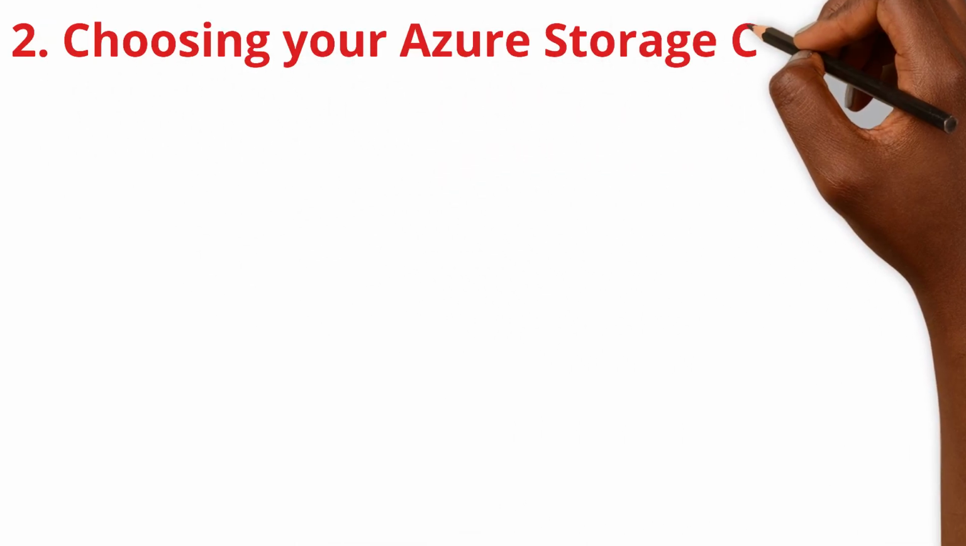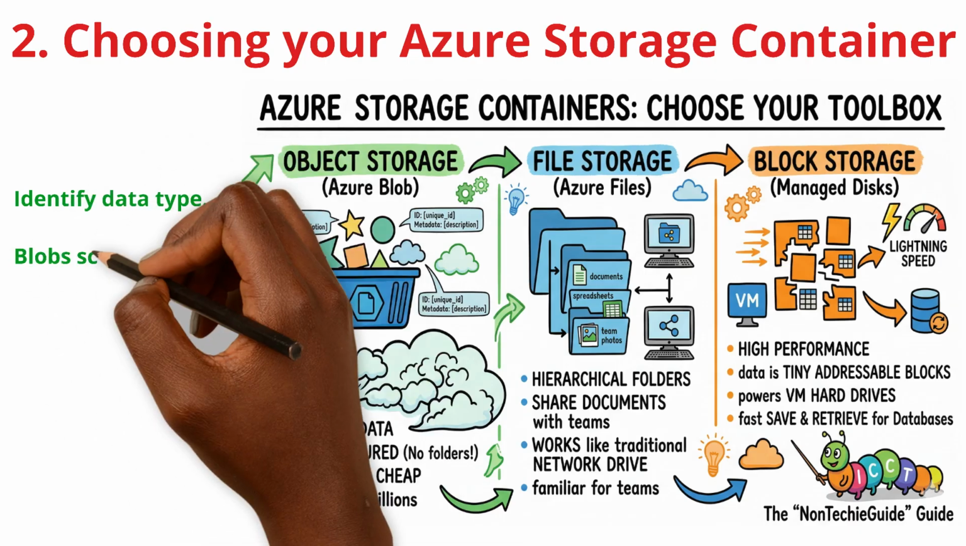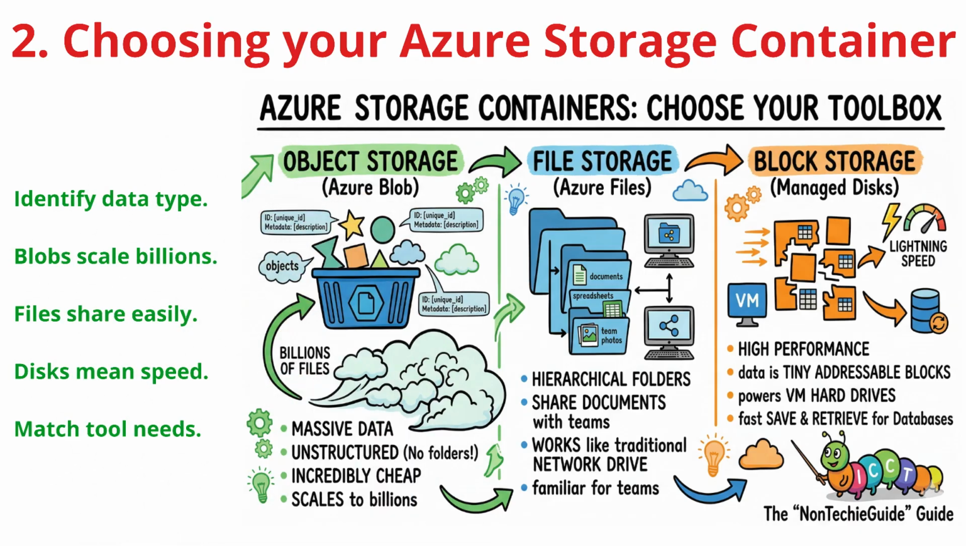Welcome to your guide on Azure Storage Containers. Think of this as choosing the right tool for the job. Our toolbox has 3 main compartments. First is object storage, also known as Azure Blob. This compartment is like a massive basket designed for unstructured data. Instead of folders, you just have discrete objects. It's built for massive data, scaling all the way up to billions of files. The best part? It is incredibly cheap.